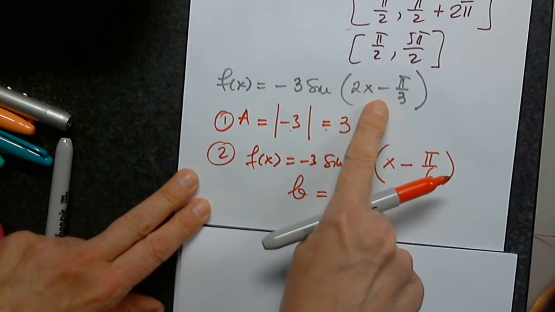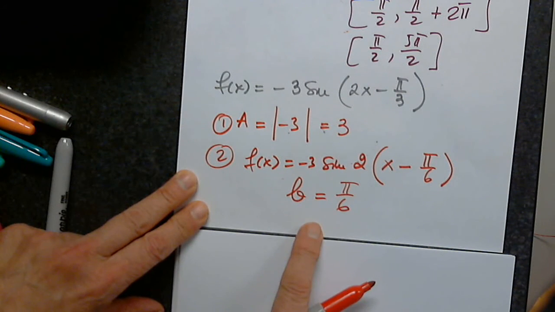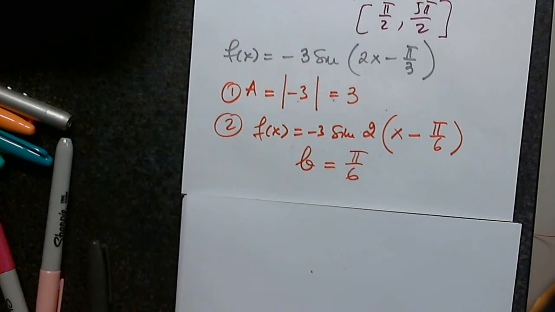Now, if I change this into positive, and this is positive, what would be the phase shift then? Negative. A negative. We'll start on the left. Exactly. Good.